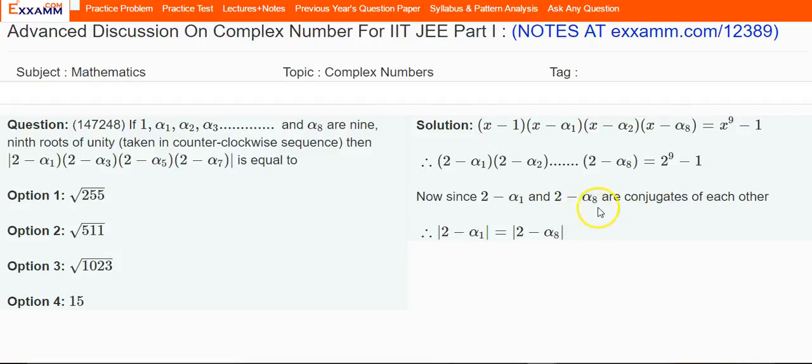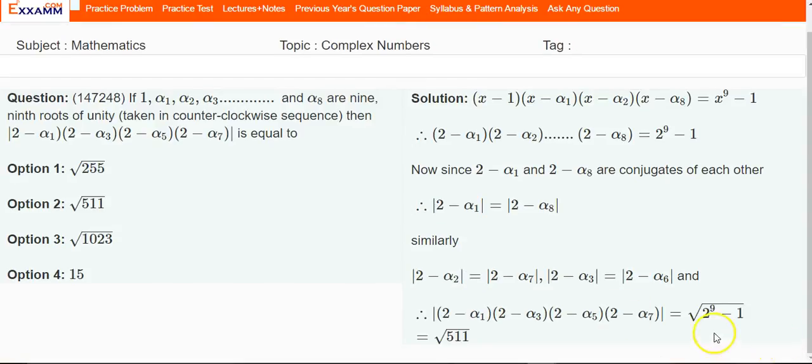As these are conjugates of each other, we know that the modulus of 2 minus alpha 1 is equal to the modulus of 2 minus alpha 8. Similarly we can write all these things, and we get that the modulus of this product would be root of 2 to the power n minus 1, which is root of 511.